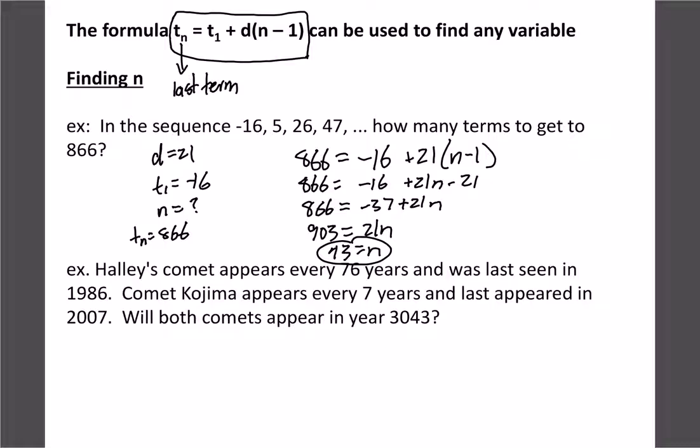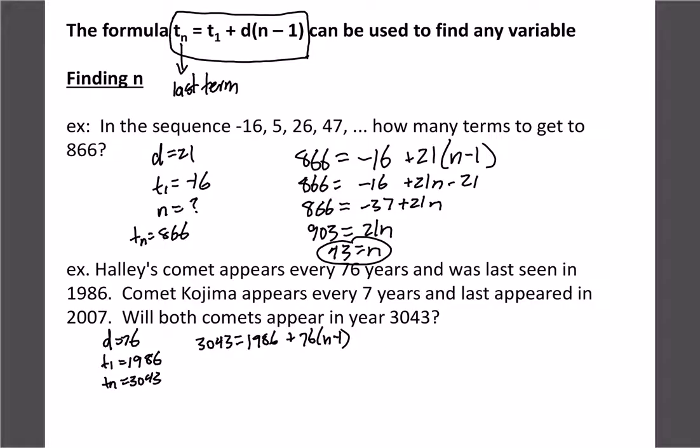So the easiest way to do this one is just put these numbers into our formula. In this case, Halley's Comet has a D of 76. And let's call 1986 our term 1. So that's when it's going to start. It's going to repeat every 76 years from that. So let's plug it into the formula to see if T of N is 3043. Or let's see what term that would be. So we'd have 3043 equals 1986 plus 76 times N minus 1.